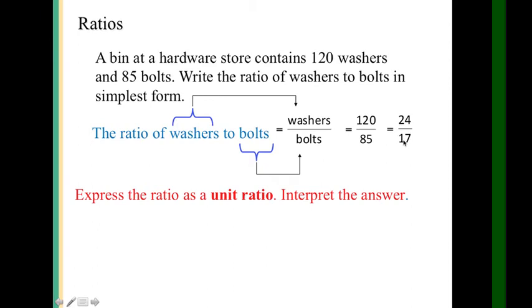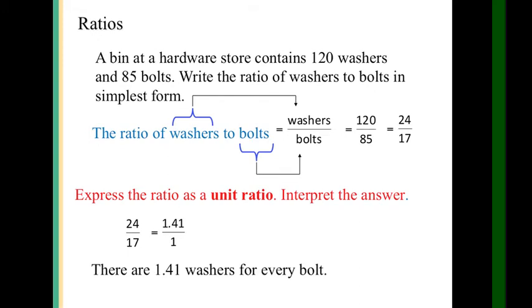Now, ang gagawin natin is we will express the ratio as a unit ratio and interpret the answer. So, yung nakuha natin is 24 over 17. And then, i-divide natin yan, ang makukuha natin is 1.41. So, ibig sabihin, actually, representation lang to ng unit ratio. Pero, ang talagang answer natin is 1.41. So, meaning to say, 1.41 washers for every bolt. So, for kada isang bolt, mayroong 1.41 washers.